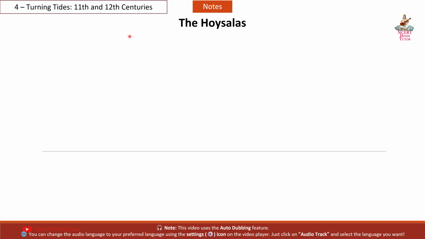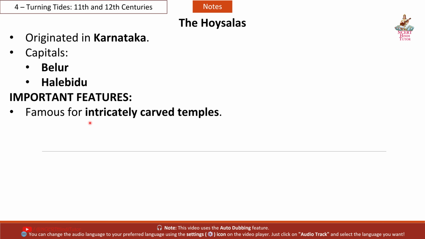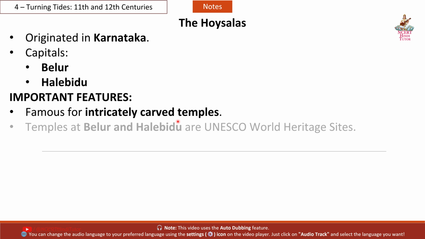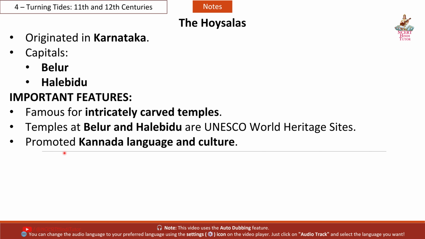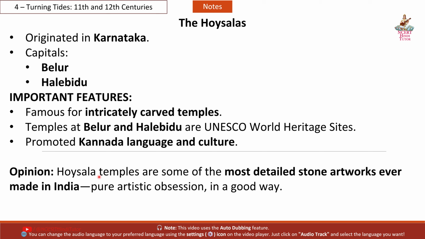The Hoysalas originated in Karnataka. Capitals Belur, Halebidu. Important features: famous for intricately carved temples. Temples at Belur and Halebidu are UNESCO World Heritage Sites. Promoted Kannada language and culture. Opinion: Hoysala temples are some of the most detailed stone artworks ever made in India. Pure artistic obsession in a good way.